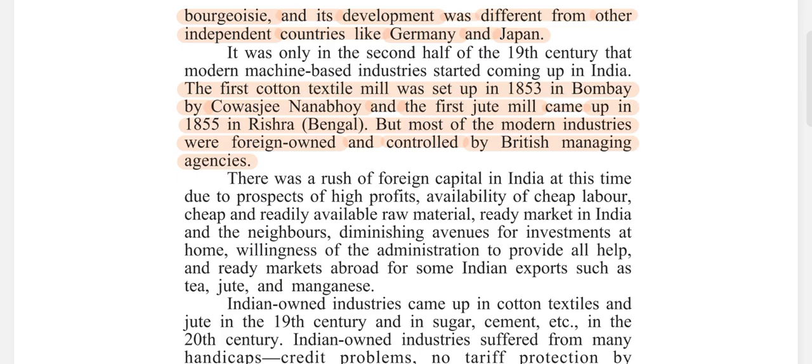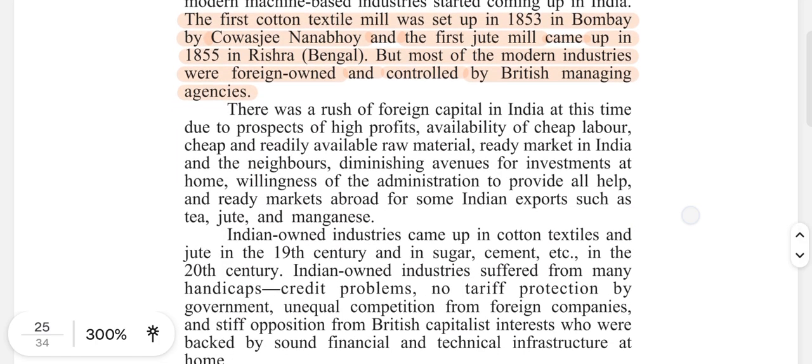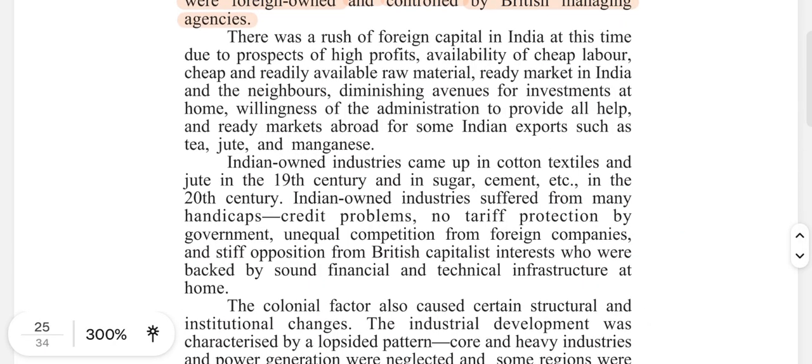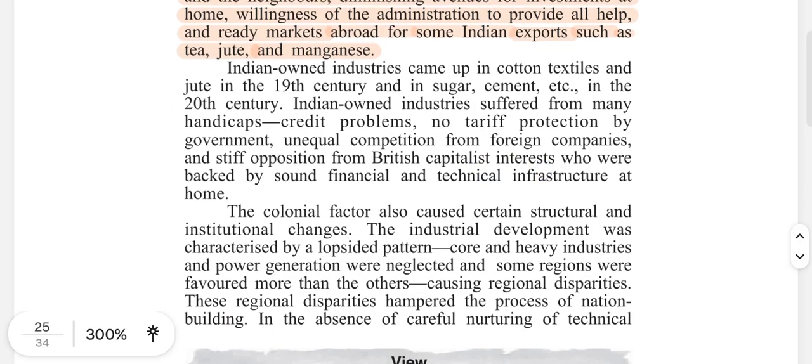There was a rush of foreign capital in India at this time due to prospects of high profits, availability of cheap labor, cheap and readily available raw material, a ready market in India and the neighbors, diminishing avenues for investment at home, willingness of the administration to provide all help, and ready markets abroad for some Indian exports such as indigo, jute, and manganese. Indian-owned industries came up in cotton textiles and jute in the 19th century, and in sugar, cement, etc. in the 20th century.